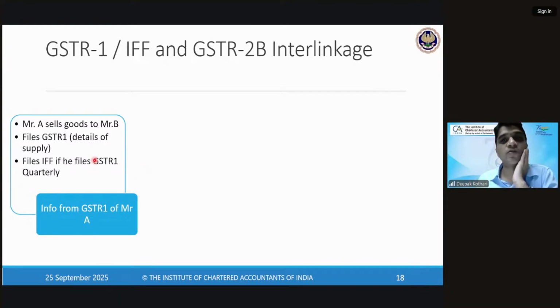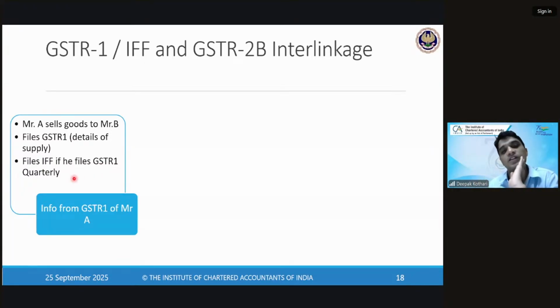A sells goods to B. Who will file GSTR1? Yes, everybody is right that A will file the GSTR1. Since he is the supplier, he will file the GSTR1. Once he files the GSTR1, he will file IFF if he files GSTR1 quarterly.